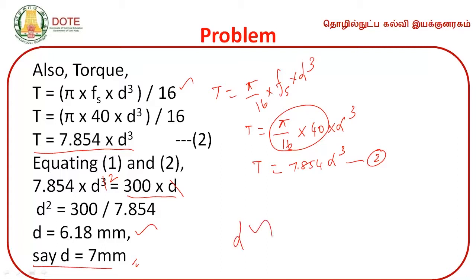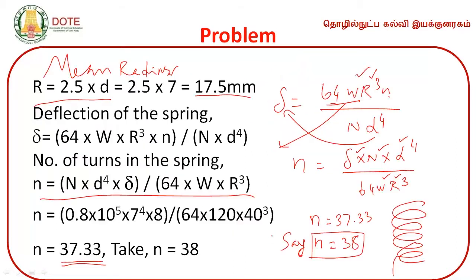Now we have to determine the number of coils or number of turns in the spring. For that, what formula do we use? We have to use the formula for deflection. What is the deflection of the spring? Deflection of the spring is given by del is equal to 64 w r cube n divided by n d to the power 4. Okay? So here we know w, the deflection is given, n has to be found, and r we know. How do we know r? r is 2.5d.